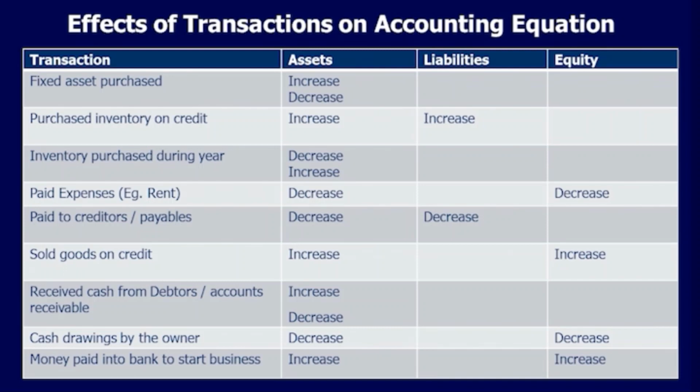The second business transaction is purchased inventory on credit. Let me first explain the difference between credit transaction and cash transaction. Credit transaction is a transaction where there is a delay between a transfer of goods and transfer of monetary value. Cash transaction is a transaction where there is no delay between a transfer of goods and transfer of monetary value.